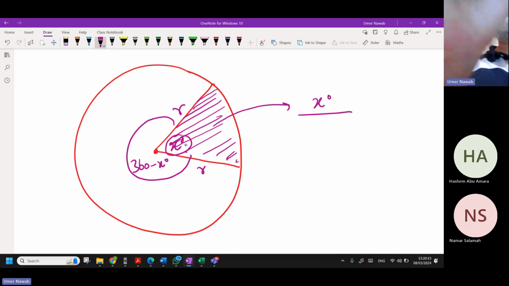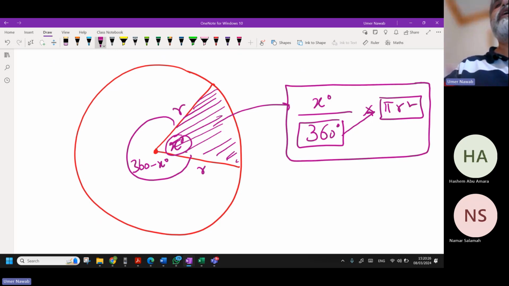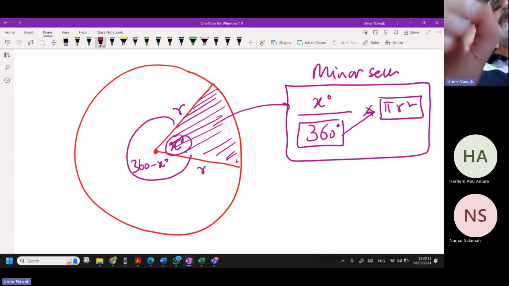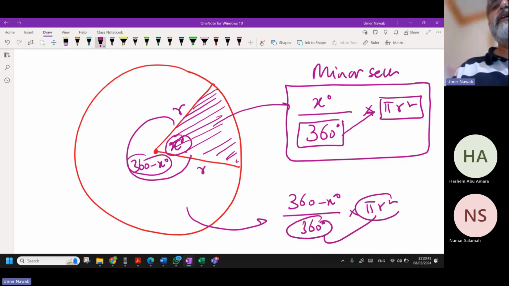I'm gonna compare it with the total angle, which is 360, because 360 degrees is representing area of a circle, which is pi r squared. So guys, this is the formula for the area of a minor sector. But if you want to find the area of a major sector, what is the angle the major sector is making? 360 minus x over 360 times pi r squared. Can you check that? This is the area of a major sector.